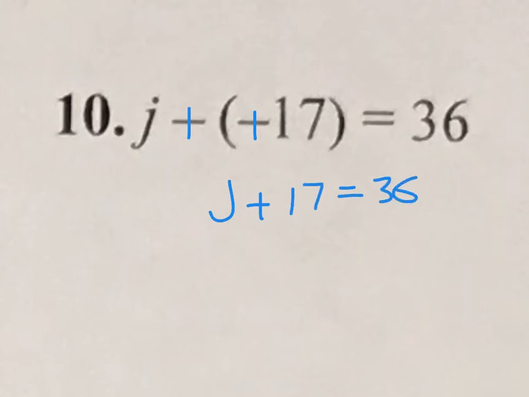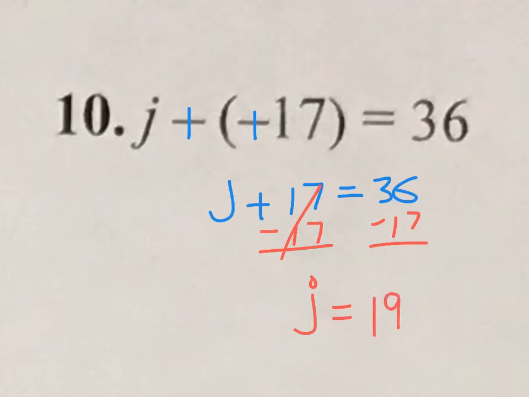How do you get rid of the plus 17? You subtract 17. What you do to one side, you do to the other side. You will have j left over equals 19. And that's your final answer.